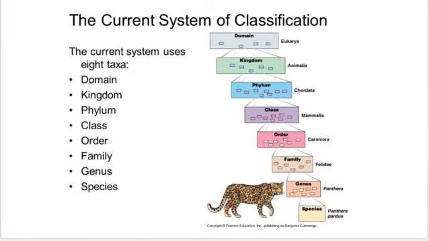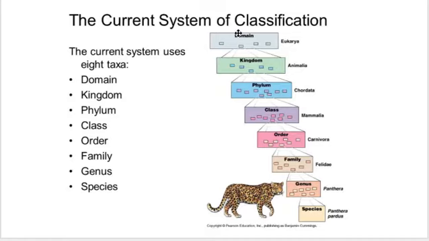So again, here we have how it works. This is our test species down here. If we start at the top in domain, our leopard down there is in the domain of Eukarya, in the kingdom of Animalia, the phylum of Chordata, the class Mammalia, the order Carnivora, the family Felidae, the genus Panthera, and the species is pardus. So we go through all of this, and we break it down until we get to the one type of animal that this is.